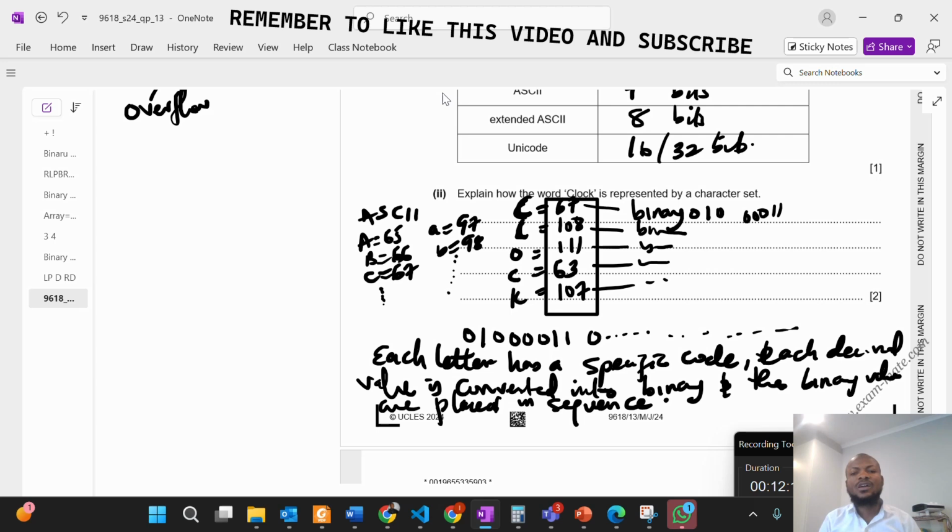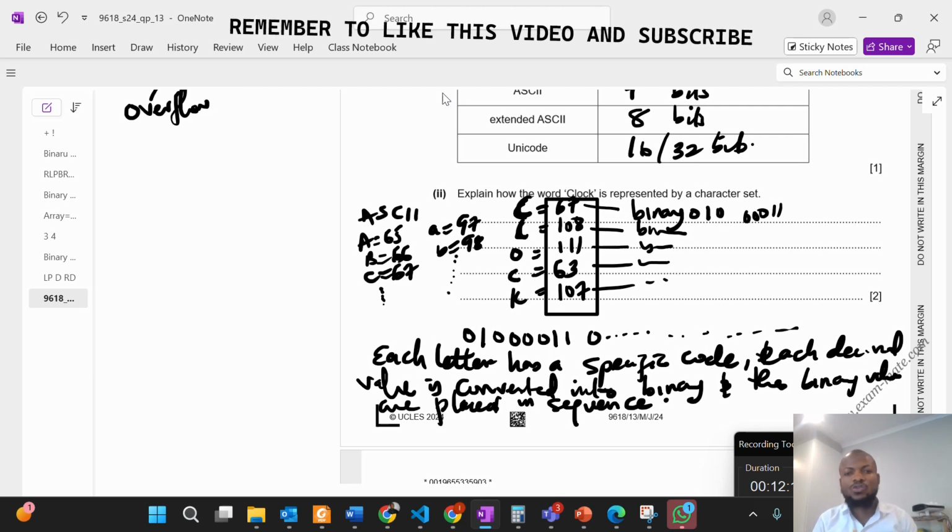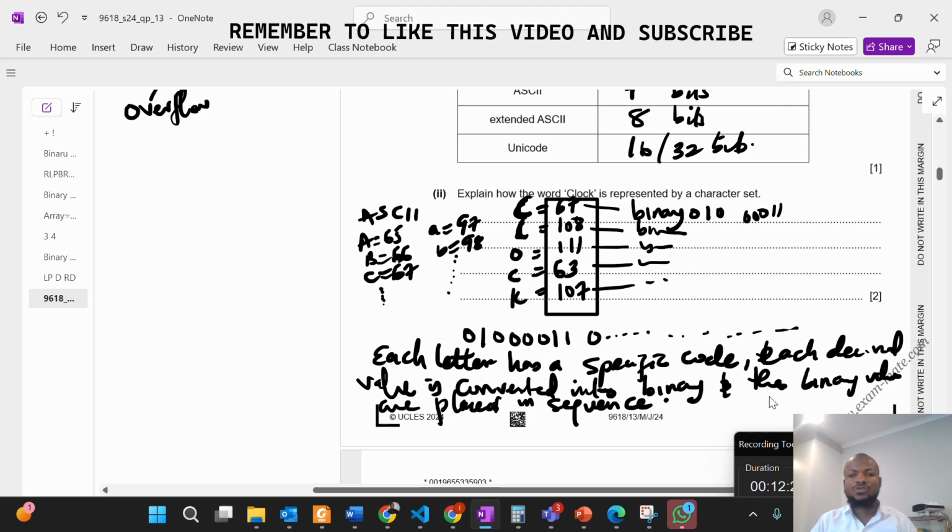So each letter has a specific code, the decimal value of each specific code is converted to binary, and the binary values are placed in sequence. So that is the answer to this question. I hope this is understood.